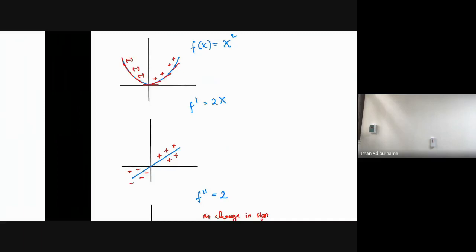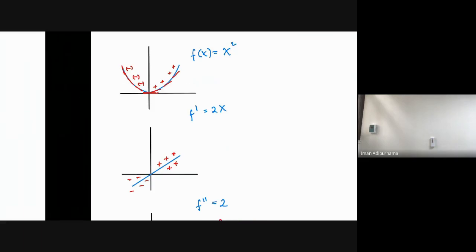It's concave upwards, which is true when you derive twice. It's 2, just a constant positive, so it's true that it is concave upwards. This is a confirmation from our previous inflection point.